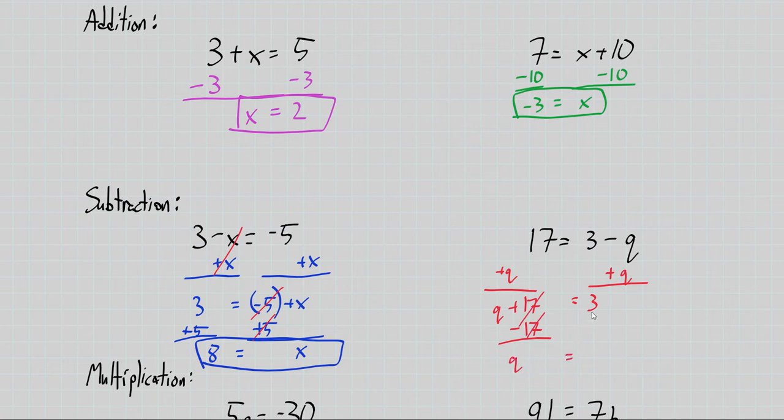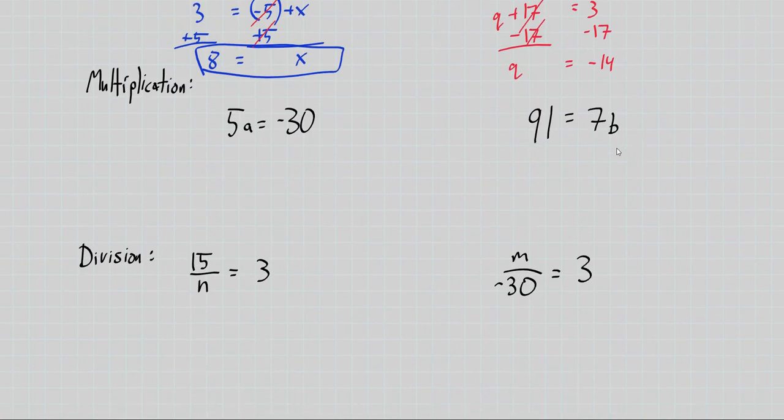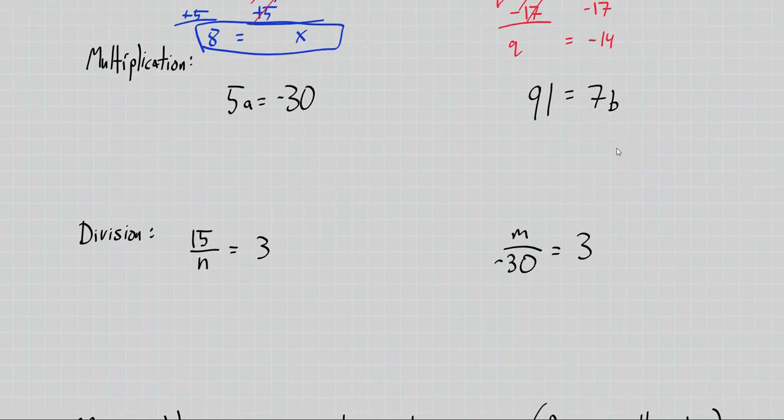And as long as I do the same thing on the other side, I do 3 minus 17 on the other side, and I find that it's negative 14. And I check, is 17 the same as 3 minus negative 14? Minus negative 14 is the same as plus 14. 3 plus 14, yeah, that's 17. We're good. We'll go through the multiplication and division ones, and hopefully we'll still have time to make it through.